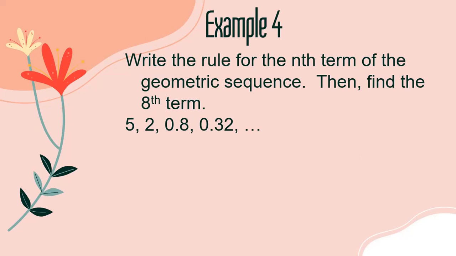So first of all, I'm going to find the common ratio here. I'm going to go 2 divided by 5, that is 2/5. I'm multiplying by 2/5 right there. That doesn't simplify. Is 0.8 divided by 2 also 2/5? Well, yeah, that's 2/5 as well. It's 0.4, which is the same as 2/5. So I'm multiplying by 2/5.